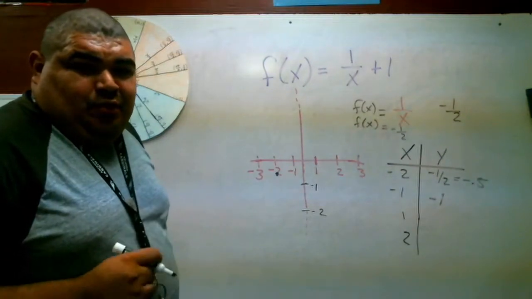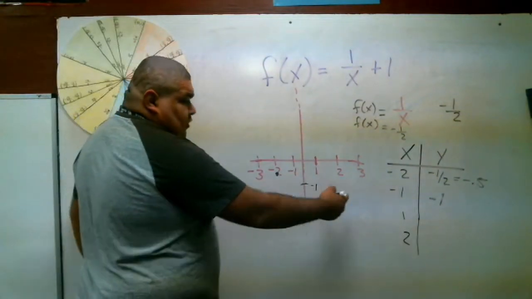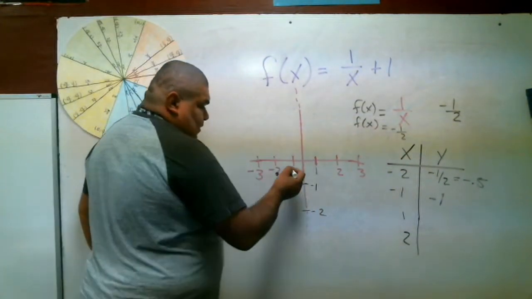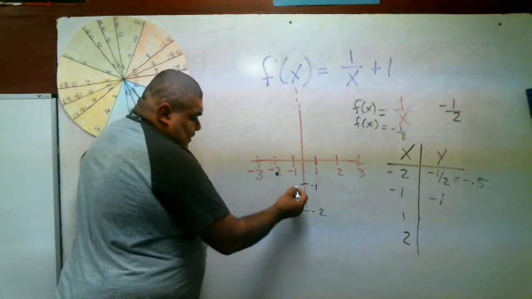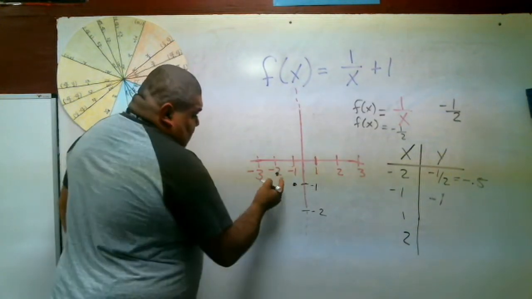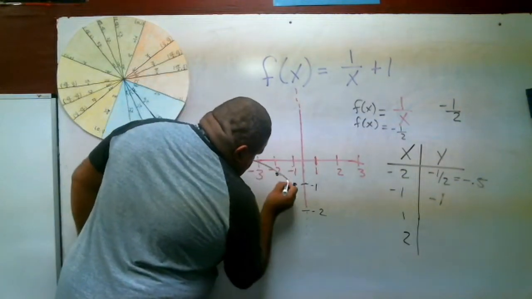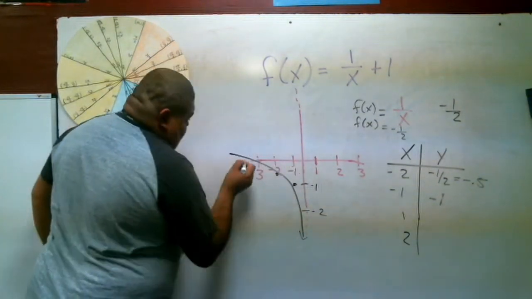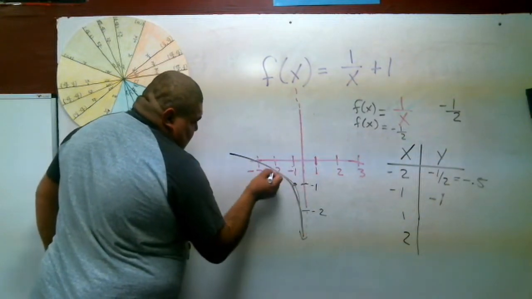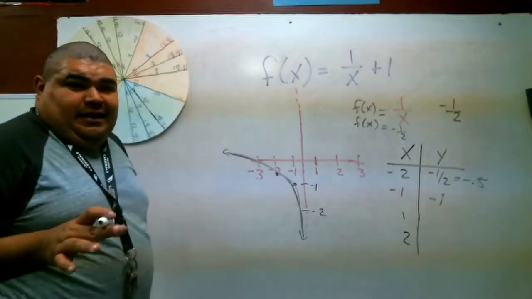Now that we have our point there, we're going to use the other one, -1, -1. We make another point there. If we connect these points, our graph looks like this. Okay? Maybe I missed the points by a little, but that's okay. This is not art.